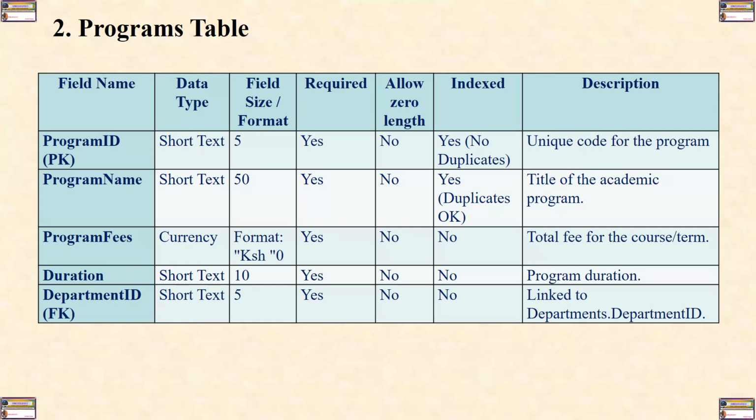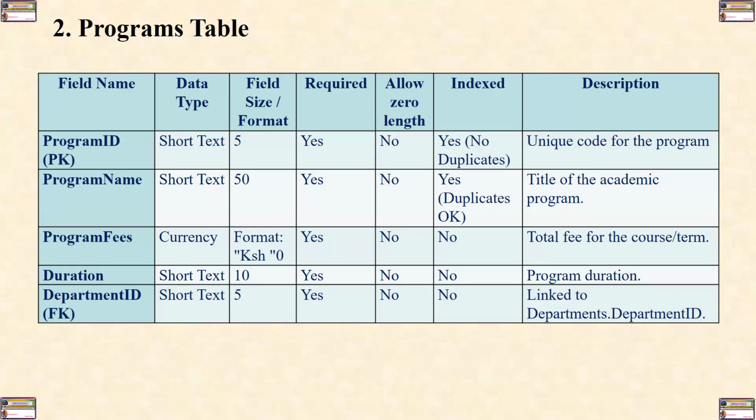Then program fees, we have the currency, you can set the format. The format is key here because it helps you determine the type of currency to be displayed, like Kenya shillings, dollars, etc. Required, yes. Allow zero length, no. Indexed, no. Duration is there, with the properties as you can see. Then department ID, it is of maximum size 5. Required, yes. And we don't need to index it at this point. So those are our properties for the programs table.